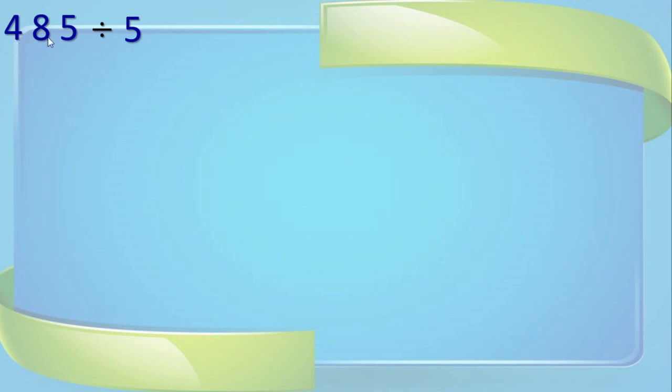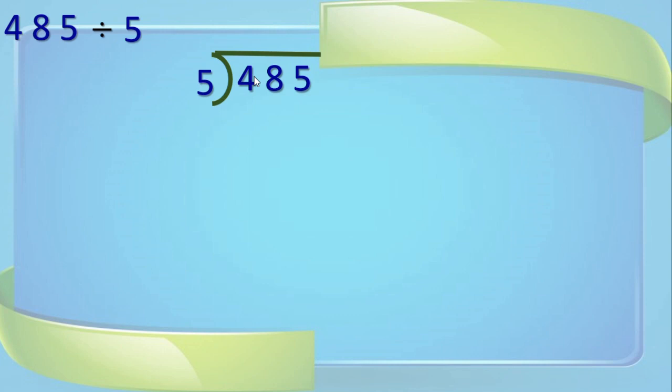Here, 485 divided by 5. Now see here, children, the 5 is in the unit place, 8 in the tens place and 4 in the hundreds place. The number is 485.